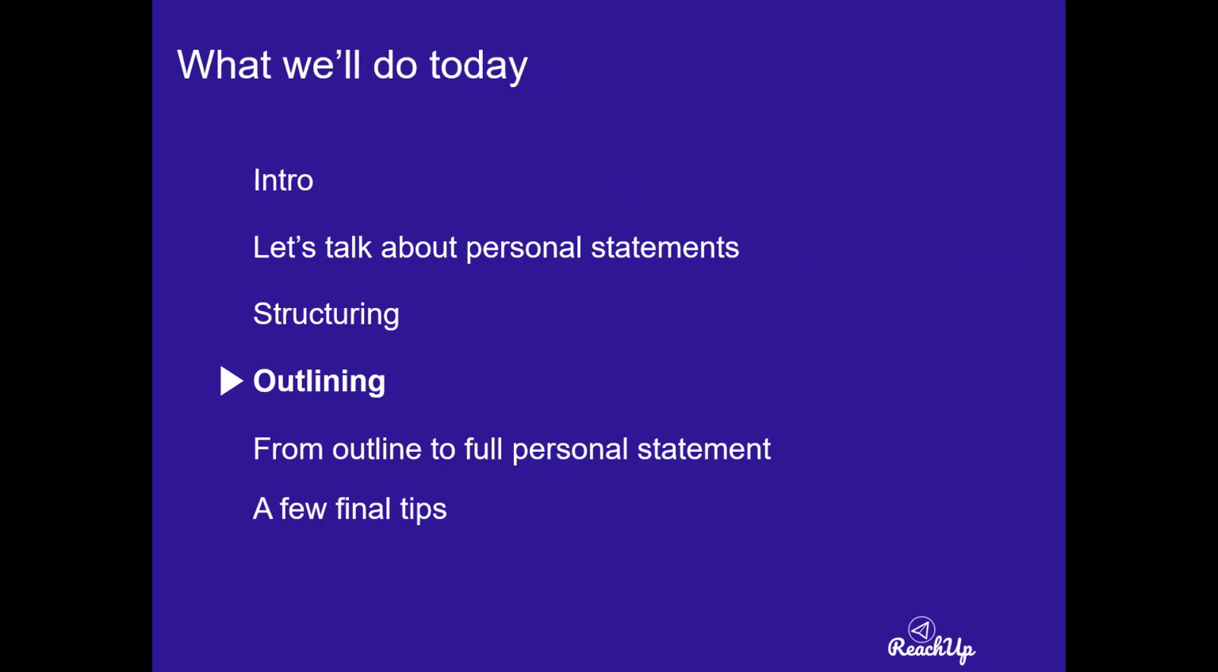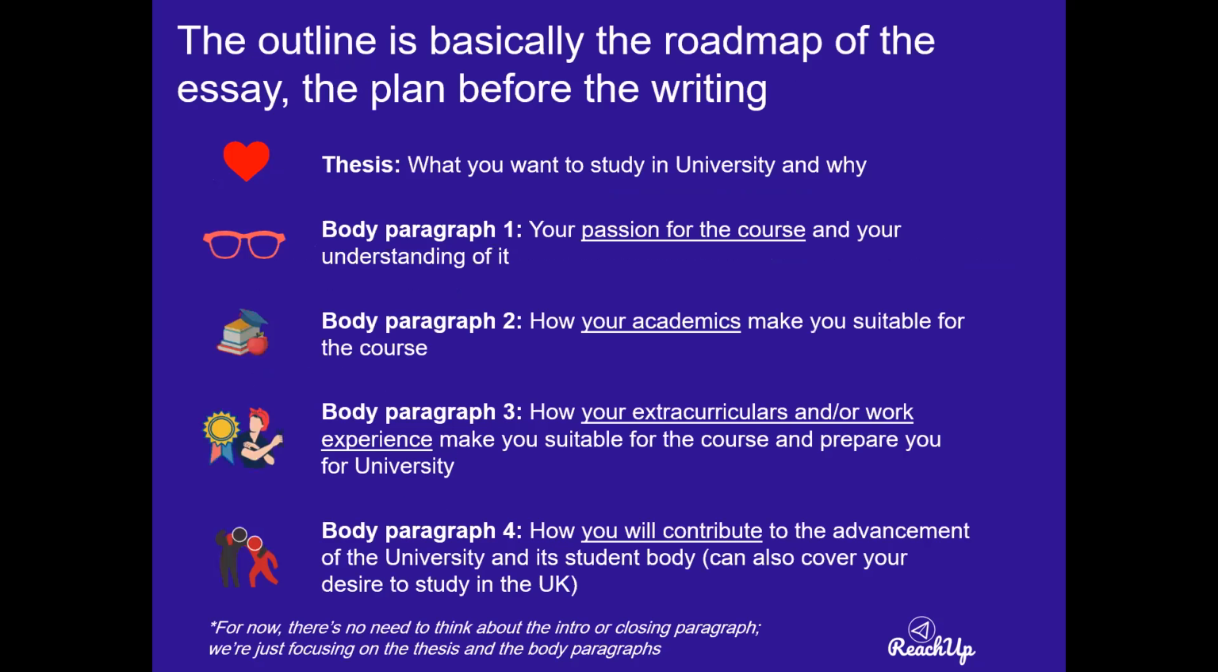We've talked about structuring and what a good personal statement structure looks like. Let's go into outlining now. The way I think about the outline of your personal statement is that it's pretty much the roadmap for the personal statement. It's the plan before the execution, the plan before the writing.